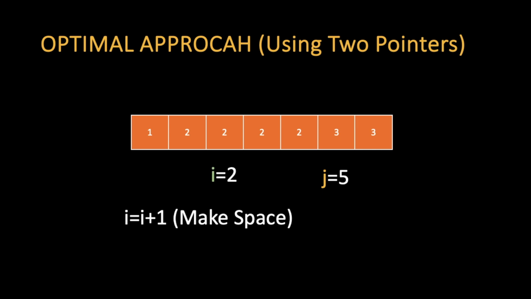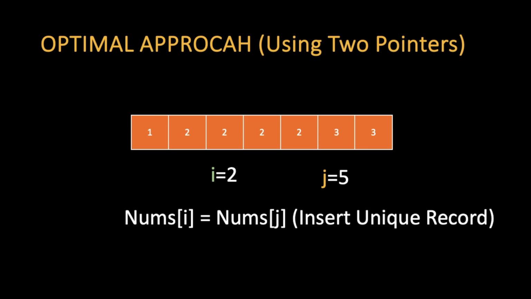We are incrementing it by 1, and now we will be adding that new element, that is 3, that is a unique element, in place of this. So nums of I will now be holding nums of j. So that means 3 will be coming in place of 2. After we bring in 3, our array will look like 1 2 3, then 2 2 3 3. Now we have inserted the unique record there.